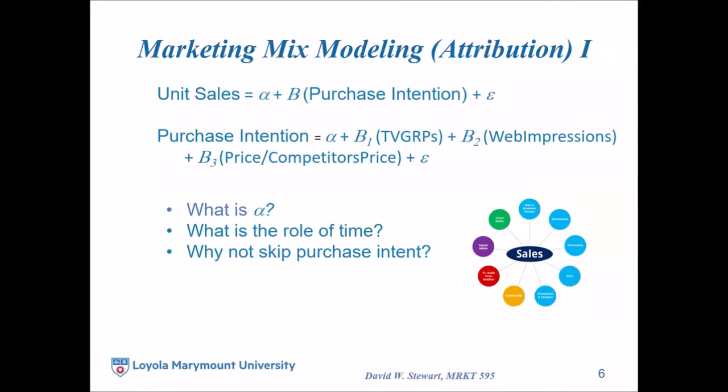So now what I can do is plug in my marketing values, which are pretty readily available. I know how many GRPs I bought. I can measure how many people came to my website. It's easy to figure out what my relative price is. I can see what that does to purchase intention. And then I can plug purchase intention into the prediction of unit sales. That's a market mix model.